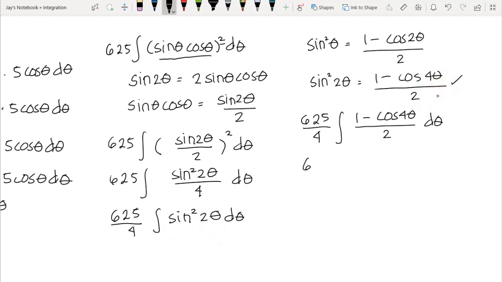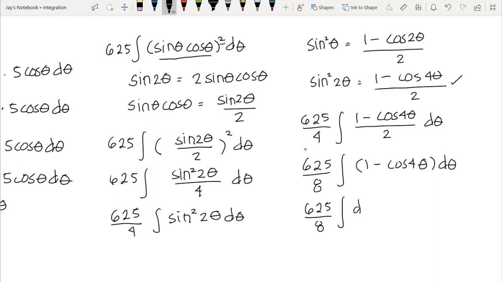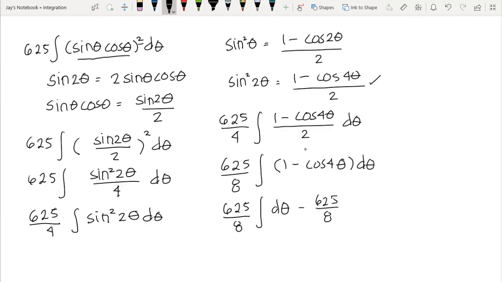So we have here 625 over 4 times 2, that is 8. Then we have the integration of, so we take 2 outside of the integration, the remaining would be 1 minus cosine 4 theta d theta, and we can integrate them separately. We have 625 over 8, the integration of d theta, minus, we distribute 625 over 8, and this gives the integration of cosine 4 theta d theta.